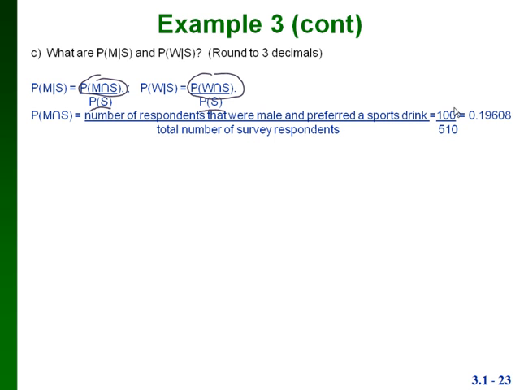It told us that of those that preferred a sports drink, 100 were male, so we've got 100 divided by 510. So if we take that result and divide it by our probability of S that we had on the last page, we get 0.625. Now, one thing that's pretty important here is that notice in these we're not using the rounded values. Notice here we went out to 5 decimal places.